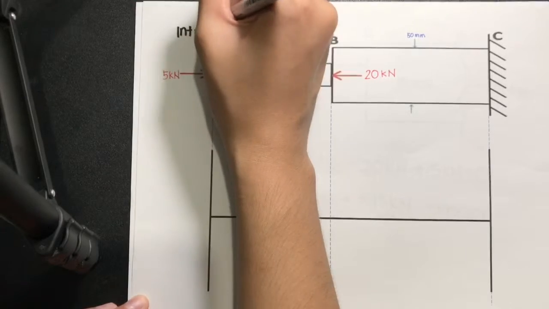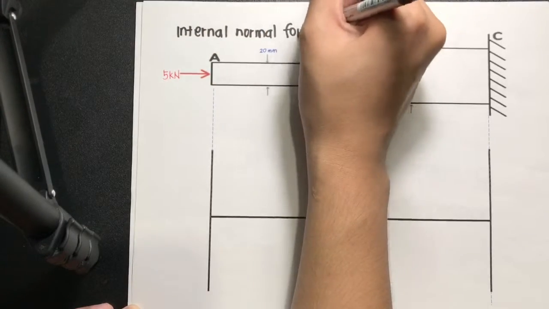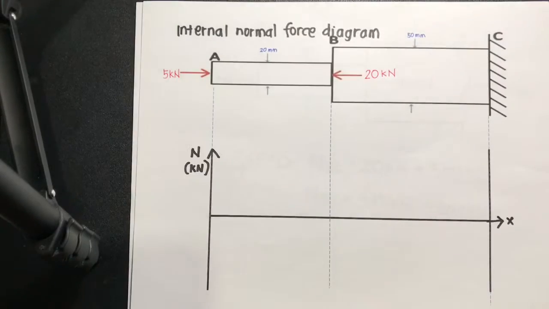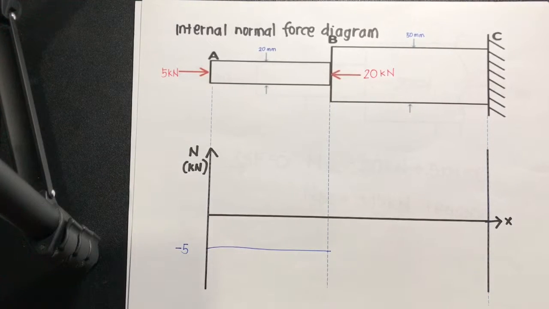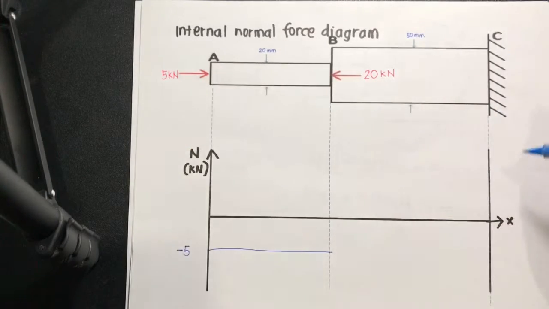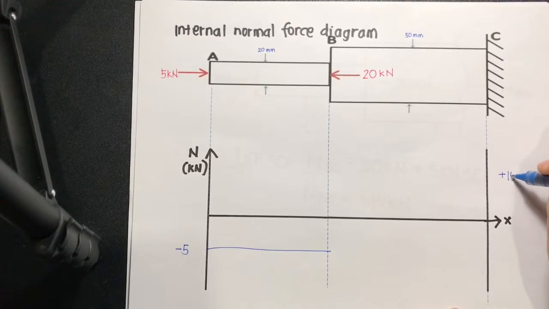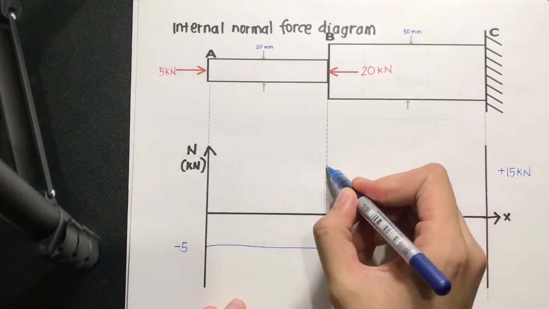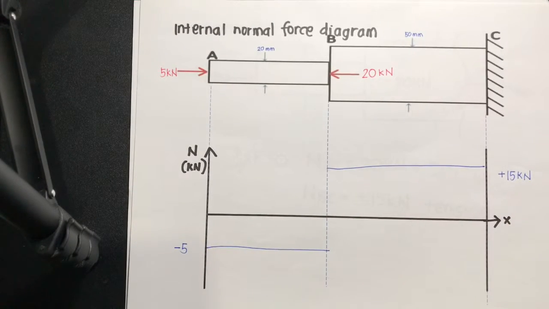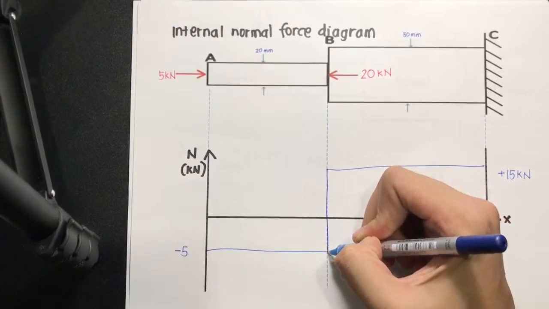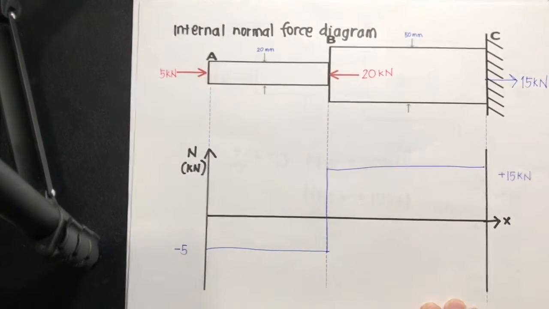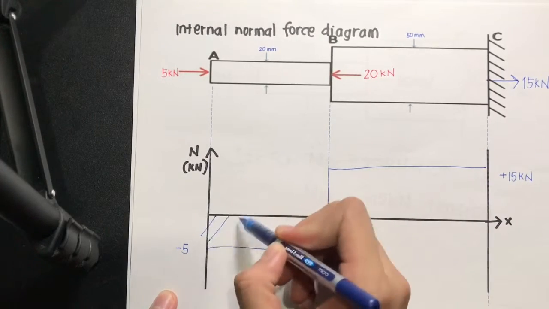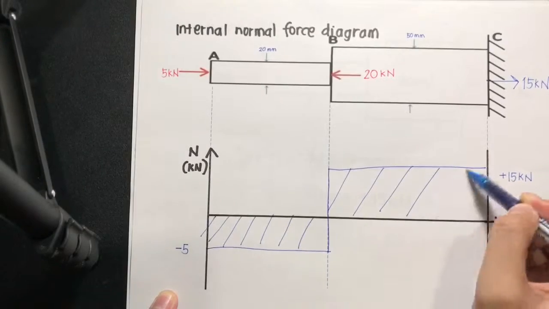So on the next part, we're going to draw the axial force diagram, or what we can also call the internal normal force diagram. So now we know that we have negative 5 kilonewtons in segment AB, which we're going to put here. And in BC, we have 20 kilonewtons going to the left and 5 kilonewtons going to the right, which is like 20 kilonewtons minus 5, positive 15, which we're going to put here. So we're going to form a graph like this. We know that the reaction right here is 15 kilonewtons going to the right. And this is the internal axial force diagram for the given problem.